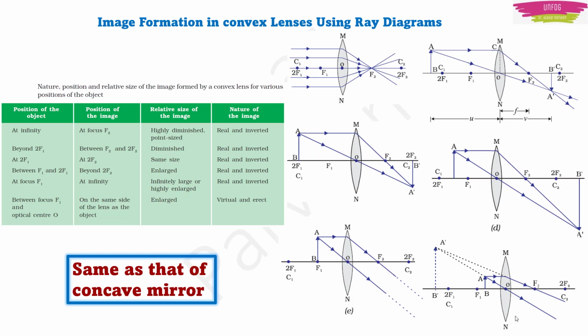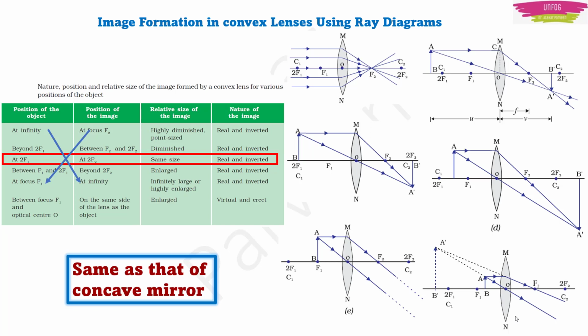Then for the fourth and fifth, you can apply the same funda here. Put it as a center and you just reverse them. If the object is beyond 2f1, then the image is formed between f2 and 2f2. What will happen if the object is between f1 and 2f1? The image should be formed beyond 2f2. Apply the same funda here also. If the object is at infinity, the image is formed at focus f2. What will happen if the object is at focus f1? The image is formed at infinity.